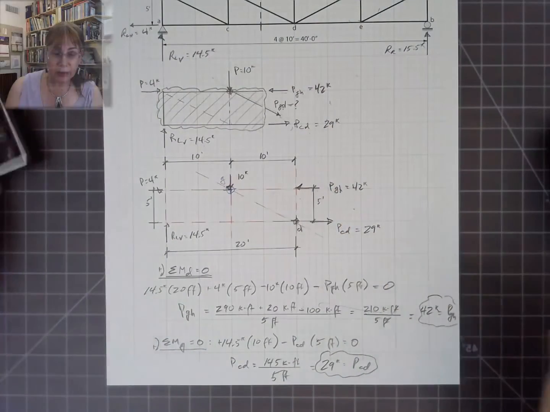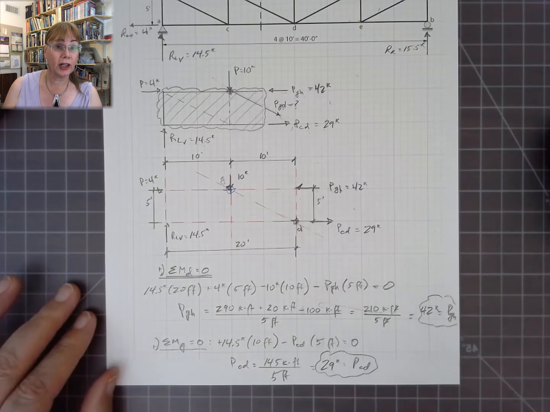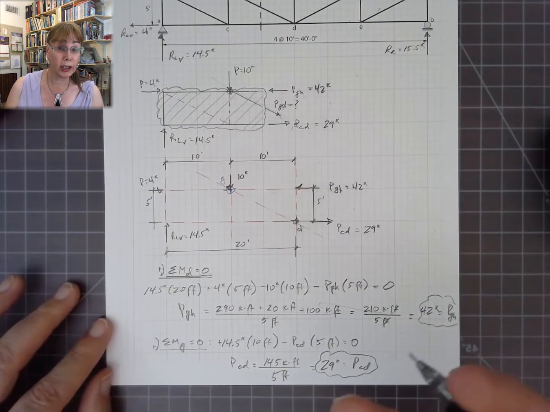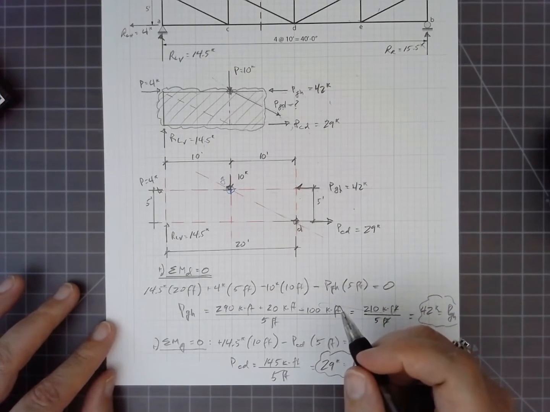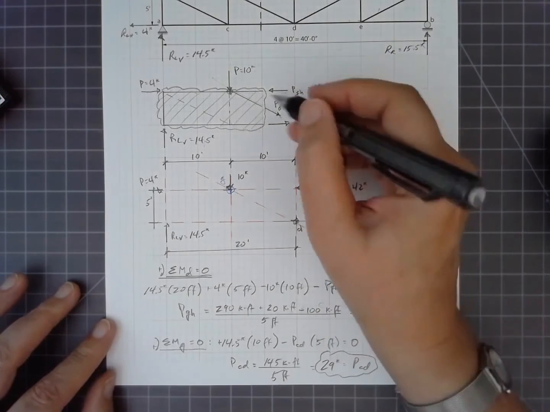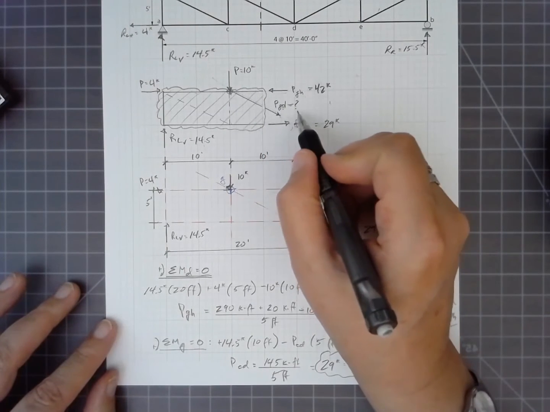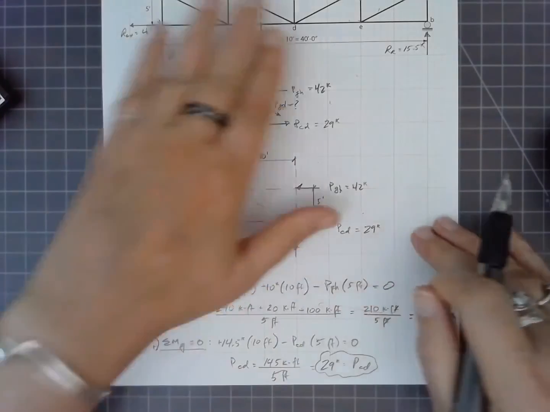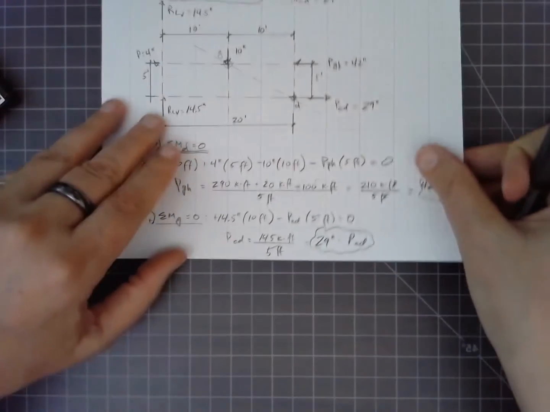So very rapidly, when we use the summation of moments, we can find internal forces just with one calculation. It's quite a powerful technique. So now we're not quite done. Unlike the previous problem, this is not a zero force member, and so we want to calculate the force in that member, and it also will serve to verify our solution.